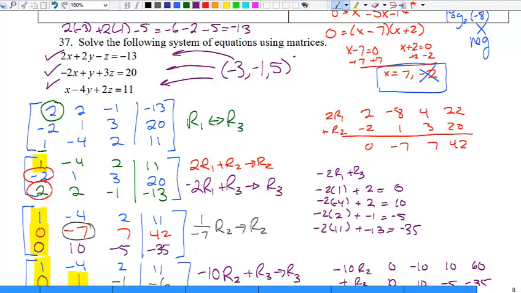It does work, and so this is the correct solution. That checking is totally optional. You do not have to do that.